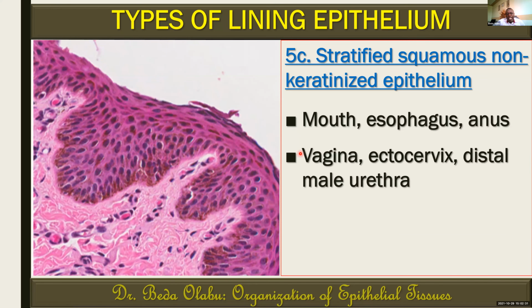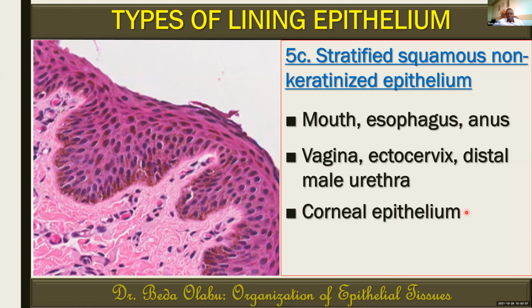Some parts of the reproductive system also have this epithelium. In the female system, the vaginal canal has this epithelium. The lower part of the cervix, which we call the ectocervix, also has this epithelium. The distal aspect of the male urethra also has this epithelium. You agree with me that stratified squamous epithelium is found in regions that are subjected to friction, whether actualized or anticipated.